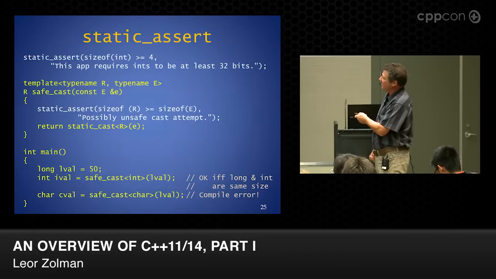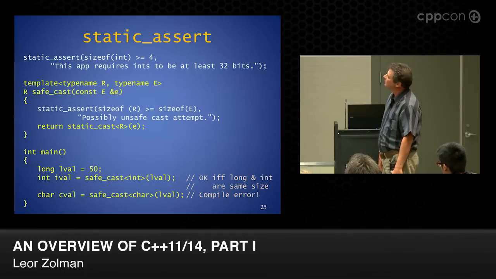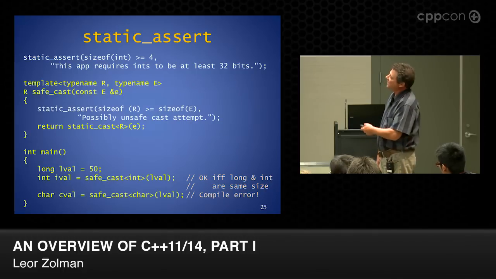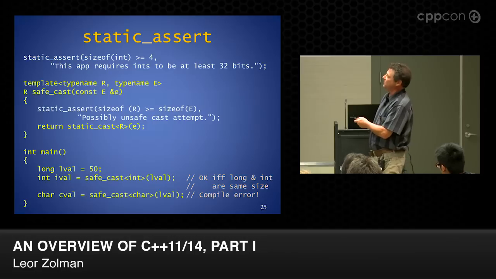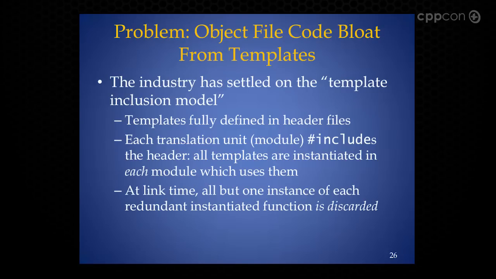If the size of R is greater than the size of E, greater or equal to, then we have a potential problem. No, I said that backwards. As long as the size of R is greater or equal to the size of E, we're good. And if that's not true, we have a potential problem, sorry. And if we get past that line, then we know we can do this cast safely. So there's a couple of nice little uses of static assert.